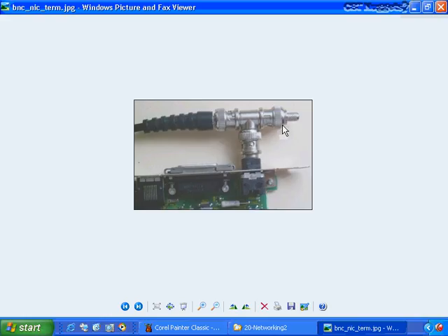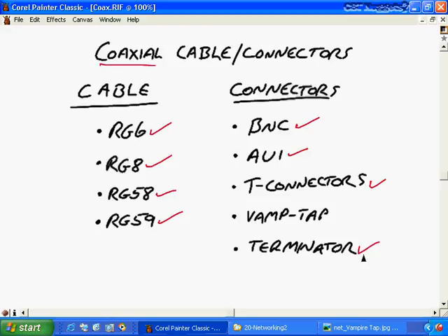And that terminator will prevent signals from bouncing back and forth. It dampens the signal at the end, so we don't have kind of a network echo going on, which would make communication impossible. So anyway, that's what the terminator here is for.